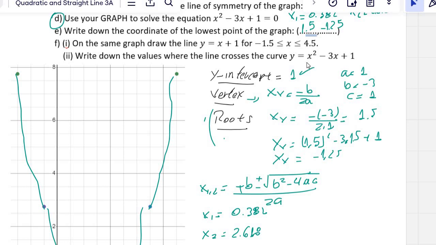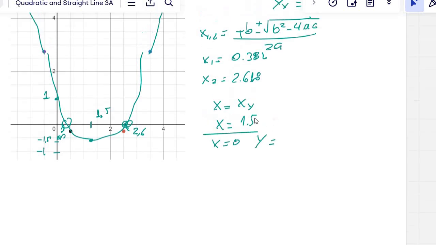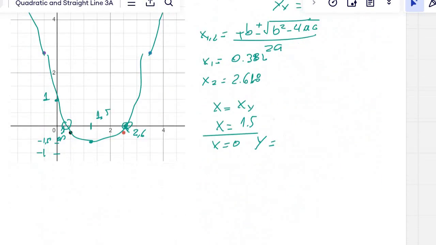Okay. On the same line, draw the graph of the line y equals x plus 1. To draw a straight line, you always need at least 2 points. So you can use, for example, when x equals 0, then y equals 0 plus 1, which is 1. So that point is here. This is the first point of the straight line.